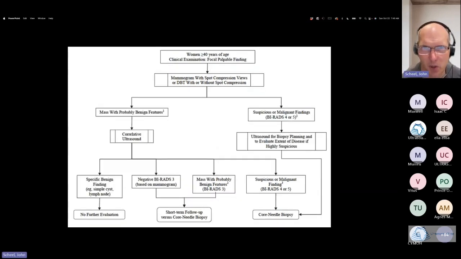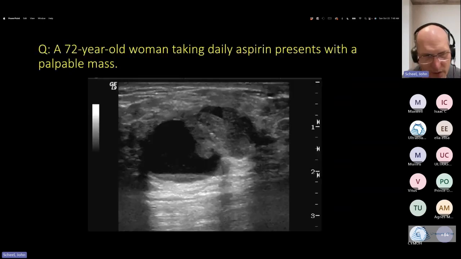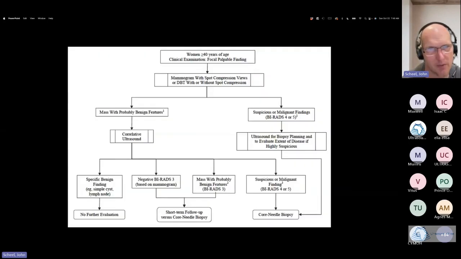I'm going to skip this part because this is covered in the next part, which is my BI-RADS talk, and I don't want to delve too much into mammography because many of you aren't practicing mammography.